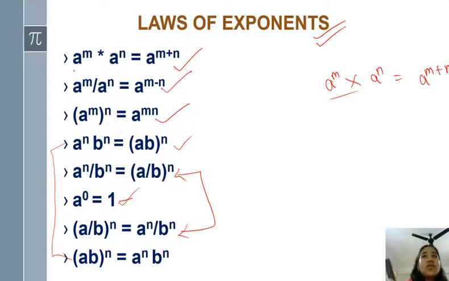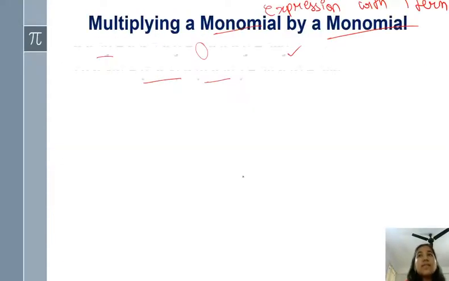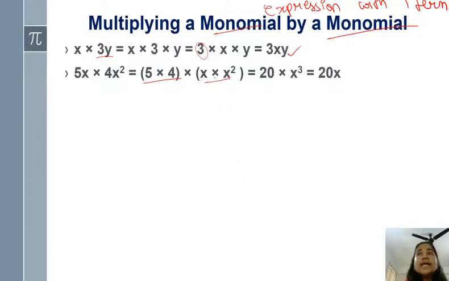This is the law of exponent which will be applied over here. x into x square means x cube, because x means x to the power 1, and 1 plus 2 gives x to the power 3. And 5 into 4 is 20, so it is 20x cube. So we are done with this.